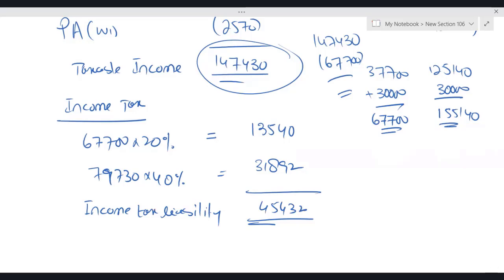Is there anyone who was having the same answer? That's nice. Students are getting the same results slowly and gradually. That's nice to see. Okay, now.